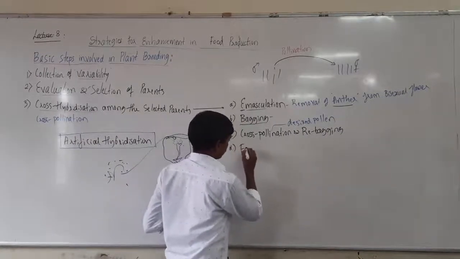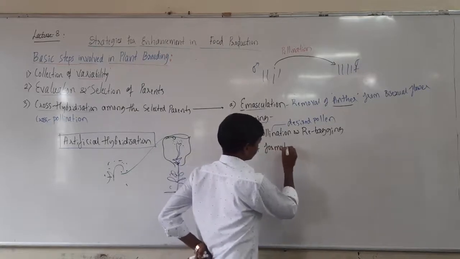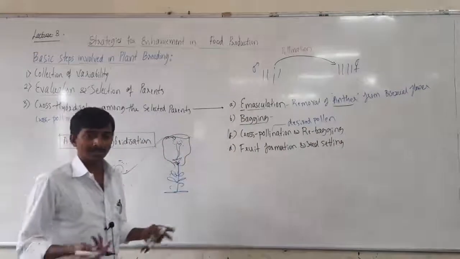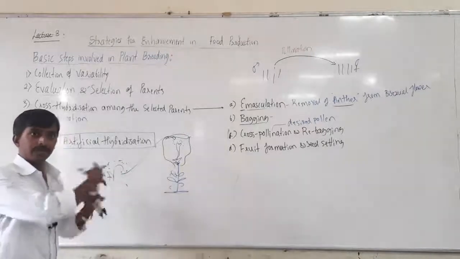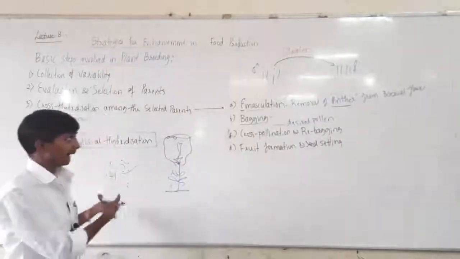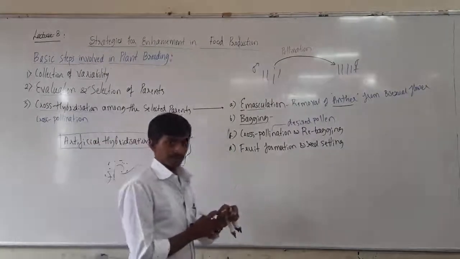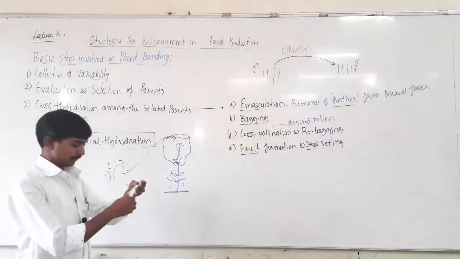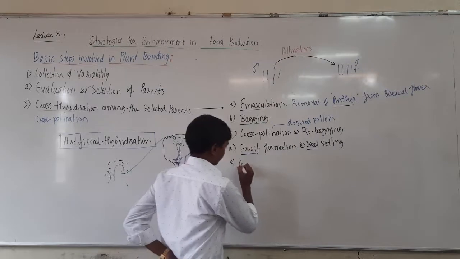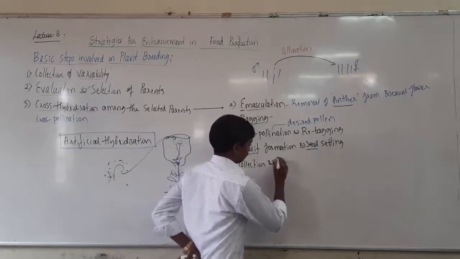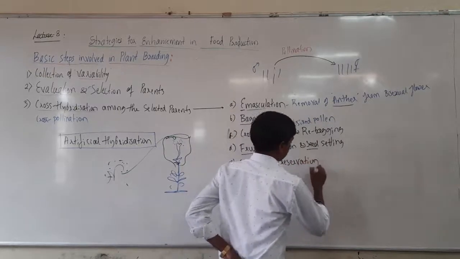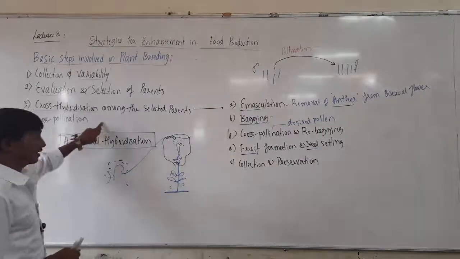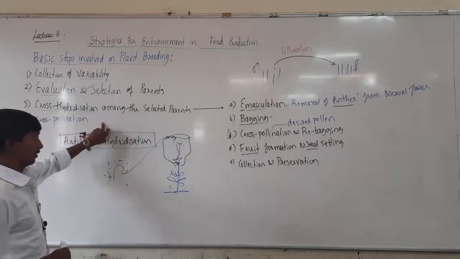Fourth step, fruit formation and seed setting. Of course, we should not do anything, just leave the plant. After pollination, after rebagging, don't touch the plant. Naturally, the plant undergoes pollination, fertilization, formation of the fruit, formation of the seed, etc. So when the fruit and seeds are formed, the last step will be collection and preservation. Means either the fruit is collected or the seed is collected. That's how the pollination is performed manually, man-made pollination, artificial hybridization.